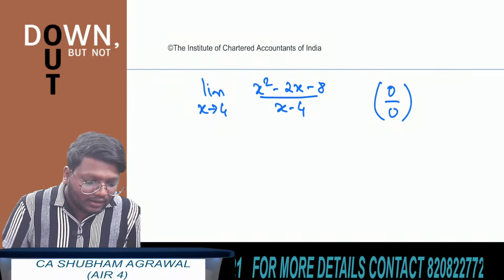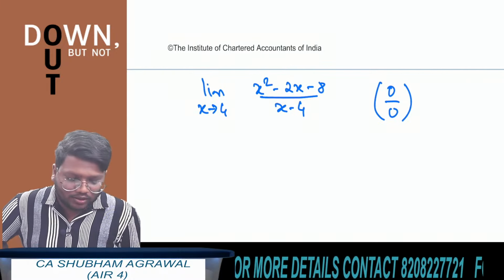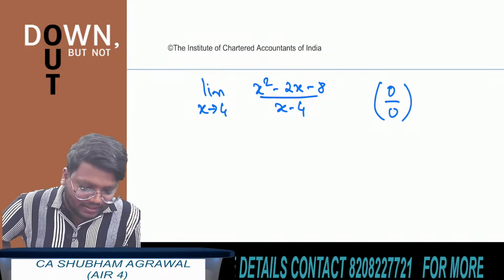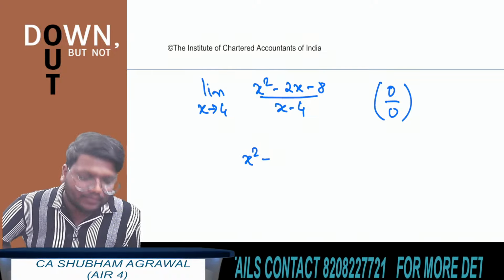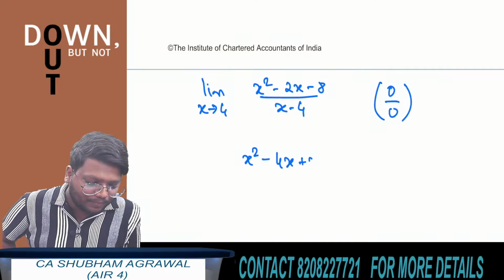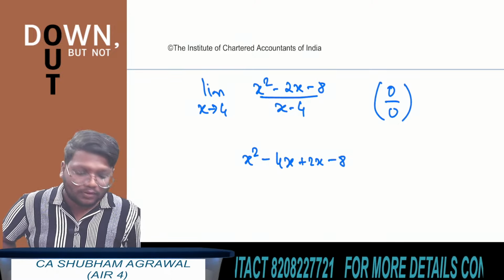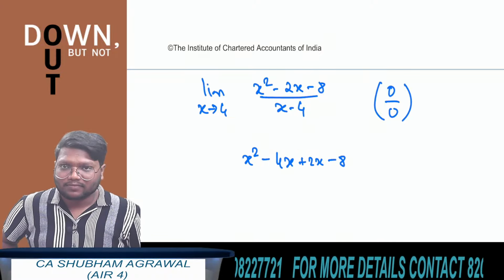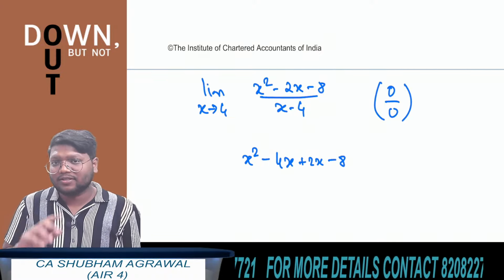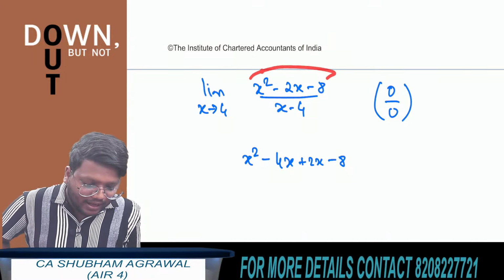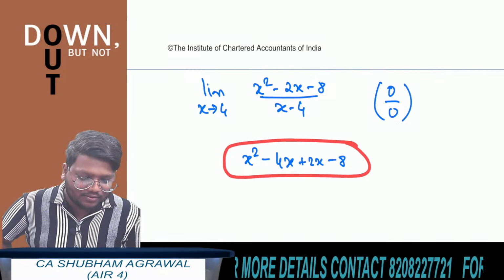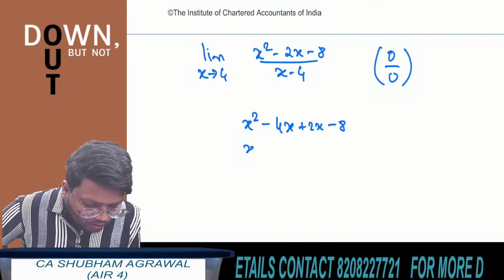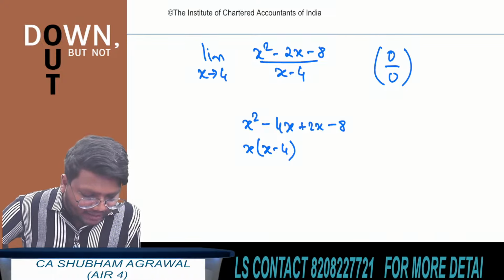So what you have to do? Try to factorize this numerator. You can factorize this numerator easily. x square minus 2x minus 8, this we can write as x square minus 4x plus 2x minus 8. Yes or no? This middle term minus 2x we can write as minus 4x plus 2x. We have used here the factorization method which we have seen in quadratic equations. Now in the first two terms you can take x common. So what will come in the bracket? x minus 4.